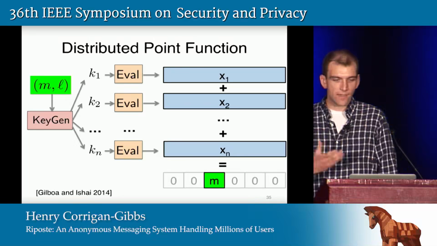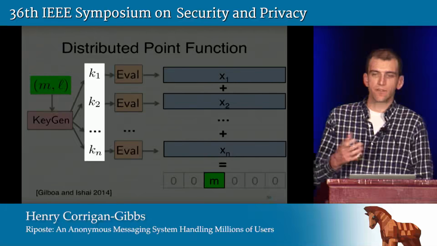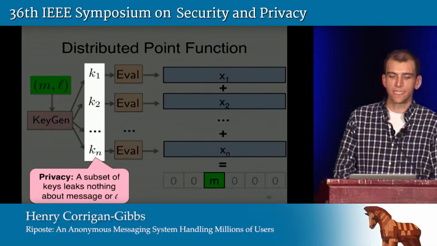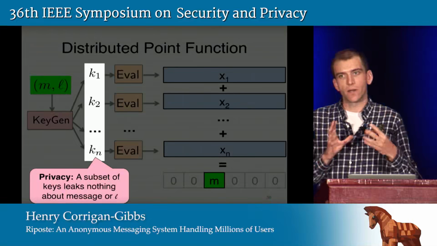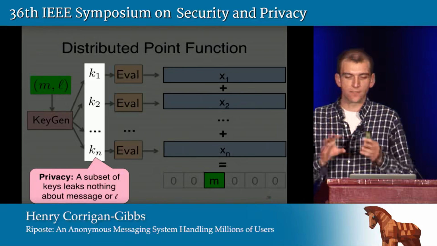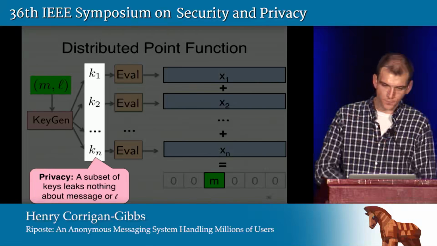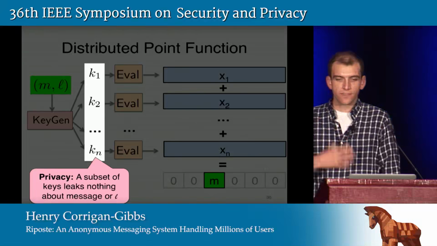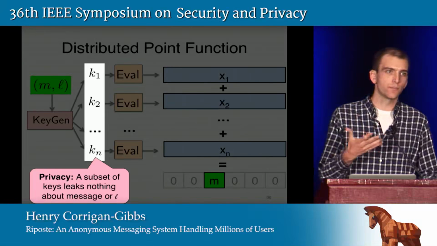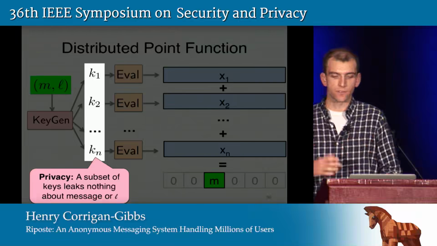But even more than that, if you look at the keys, if an adversary, say, gets hold of some subset of the keys, she can't learn anything about M or L. So the keys, in some way, hide the message M in the location L unless you see all of the keys. So how can we take advantage of this tool to reduce the bandwidth between the clients and the servers?